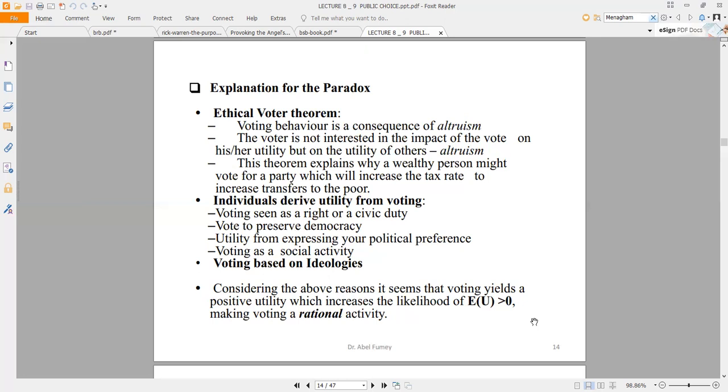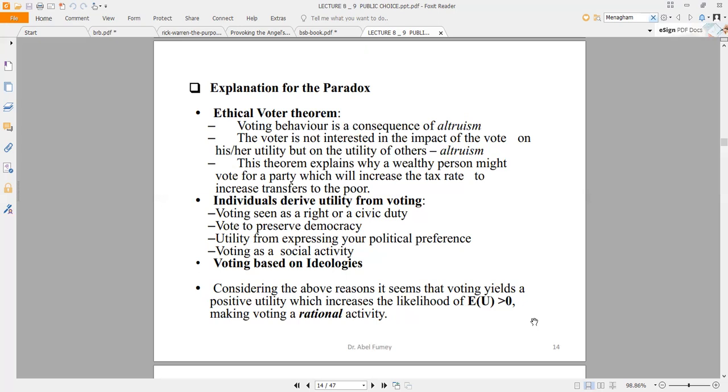And another explanation too is because of some ideologies that the voter has. The person knows that he's getting a negative externality, but maybe the person has some idea that no, I can't take myself out of voting. I have to vote. So the person will still engage in the voting.